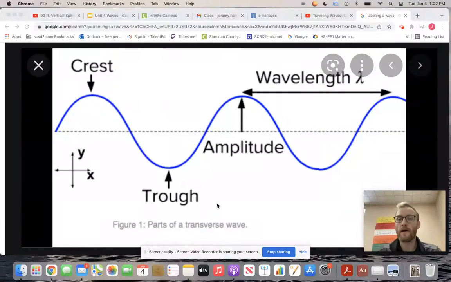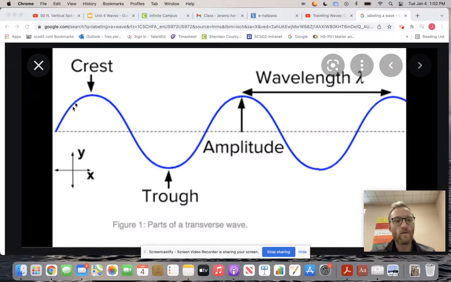What we talked about, we did an activity where we used the iPads to make little waves in a little dish using water and filmed them in slow motion to see these parts of a wave. And there's four big pieces of a wave that we need to be able to identify.